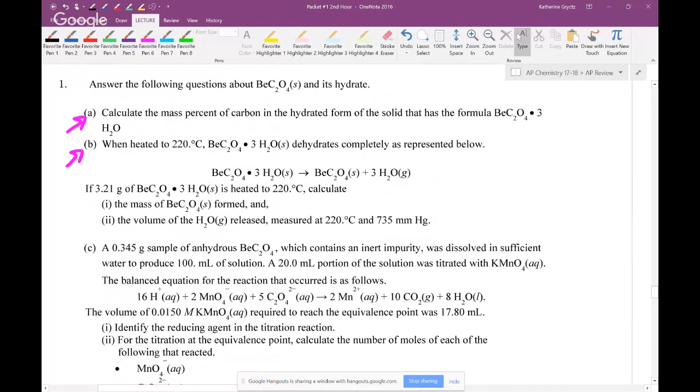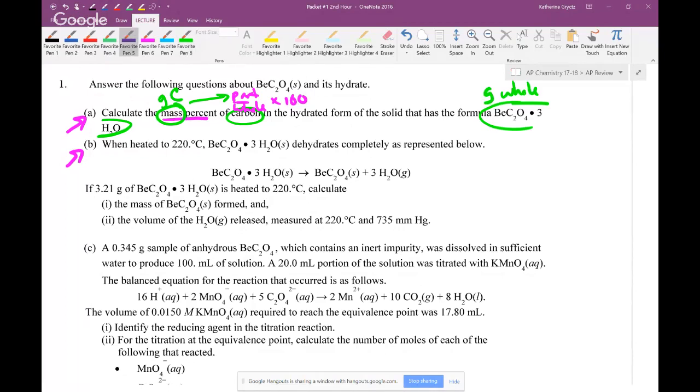So mass percent, that's actually a big deal. Mass percent of carbon, any kind of percent is part over the whole times 100. And so they tell you the part that they want. So we have to find carbon. And since it's mass, we're doing grams of carbon. That's our part. And then we need the whole, and they told us that the whole was BeC2O4.3H2O. So there's our whole. And they gave us no numbers, which means we got to get everything from the periodic table.